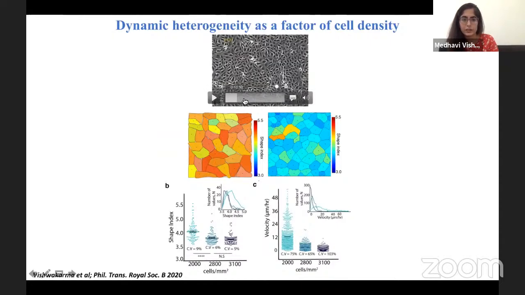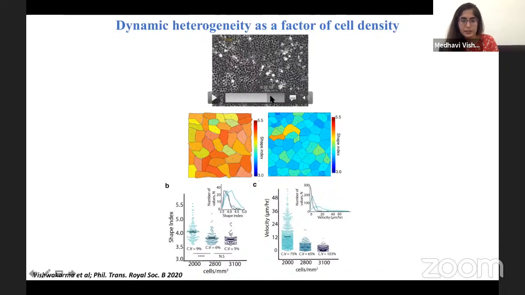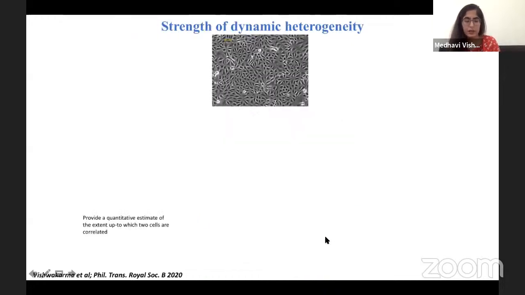So we grow cells at different cell densities. You can see that when the cell density is increasing, cells are packing and becoming more jammed. You can appreciate this from the shape indices also, as the cells are becoming more packed, and also from the velocity, which is decreasing as we get kinetic arrest behavior.